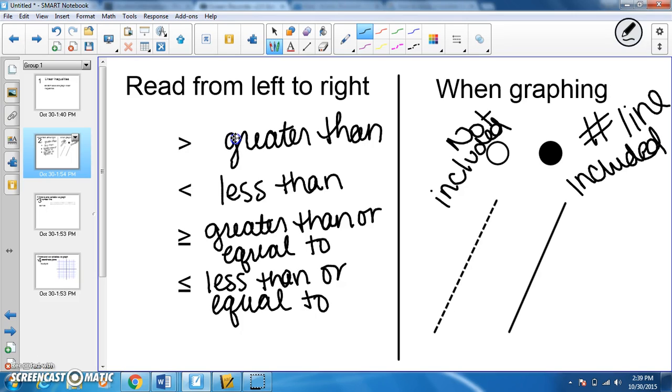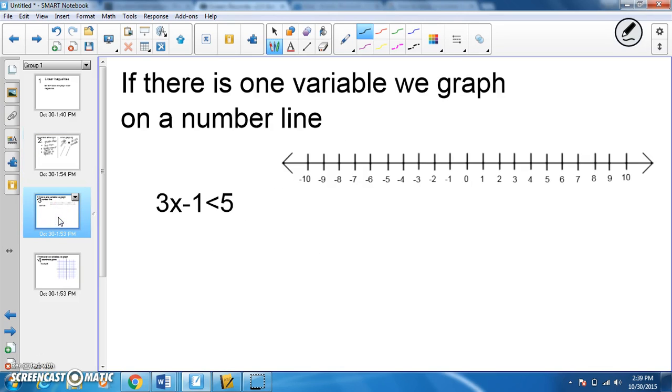Then when we are graphing, if we have a dotted line, that means that value is not included once again. And if we have a solid line, that means it is included. Now let's look at some inequalities. We treat inequalities just like we treat equations. So when we are solving for x, we're going to use the same steps.